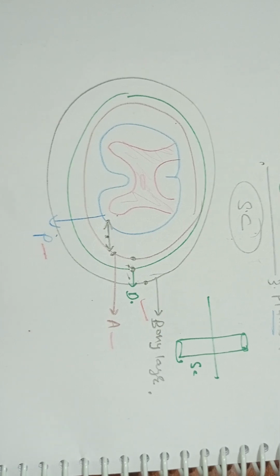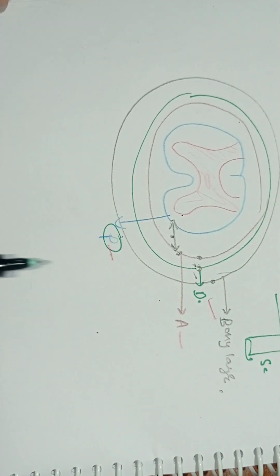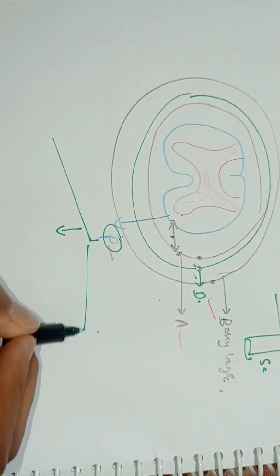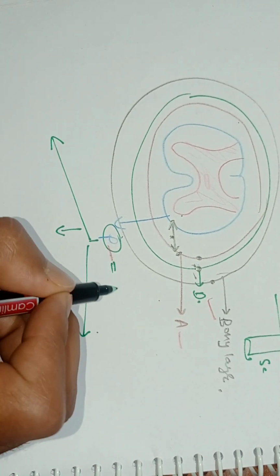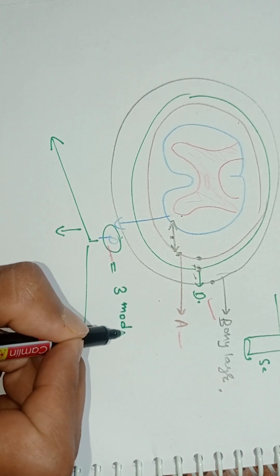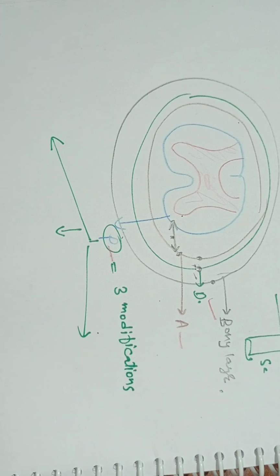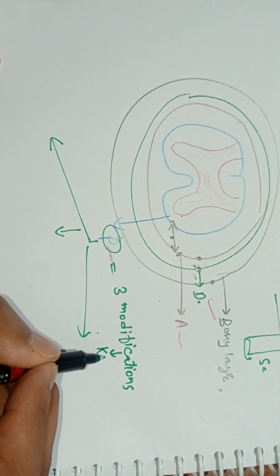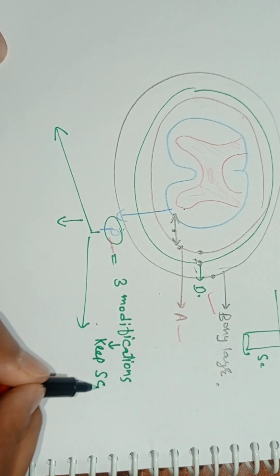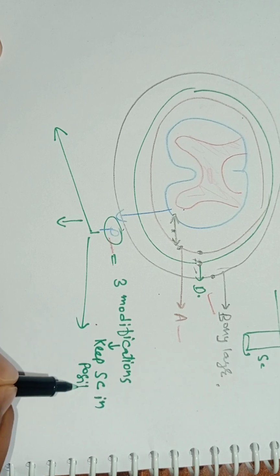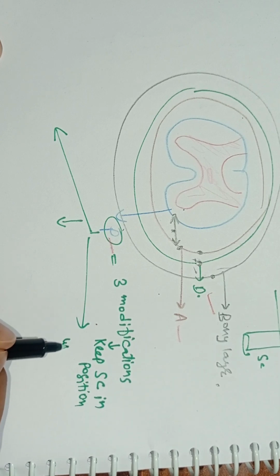So far it is clear. Moving on, the innermost meningeal layer, the pia mater, has certain modifications. More precisely, it has three modifications. What are those modifications for? Those modifications are to keep the spinal cord in position.